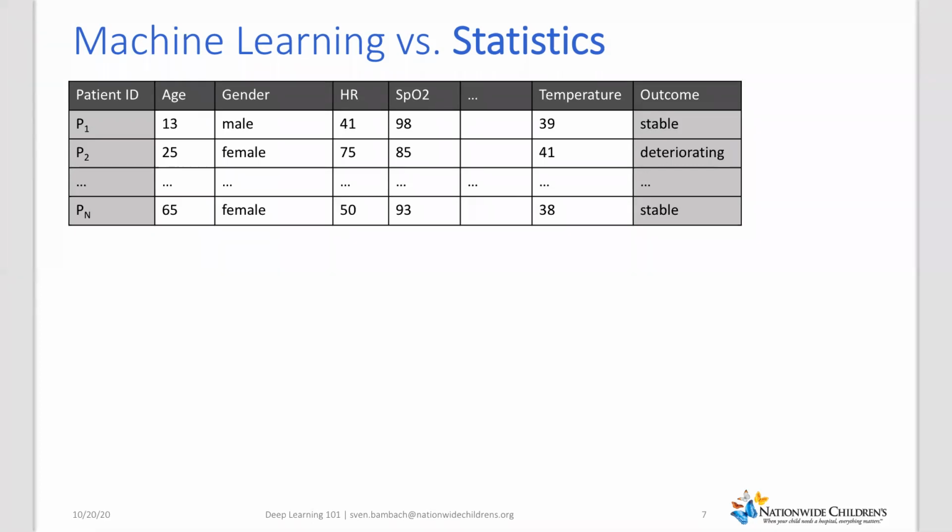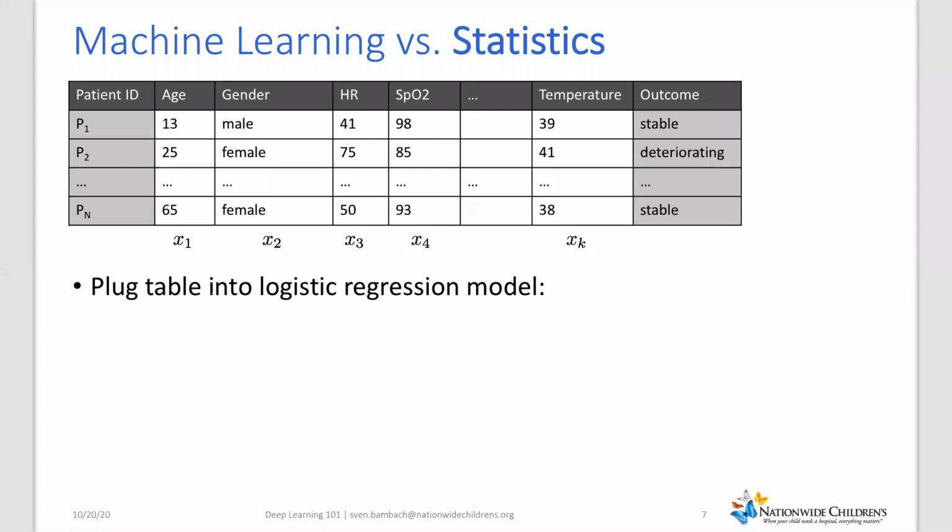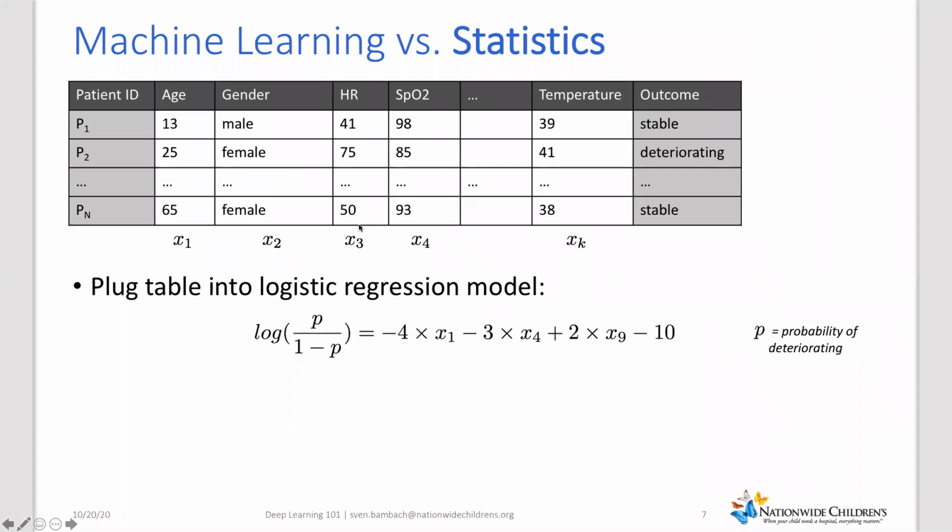The textbook statistical thing to do here is to say, well, those columns in my table, those are potential variables, x1 to xk, right? And I can use these variables and I can plug them into a logistic regression model, because that's what we do. If we have data and we want to make a prediction, you use logistic regression. What you end up doing, without going into too much detail, is you're essentially pretending that the log odds of the probability of a patient deteriorating, maybe I can make a laser pointer here.